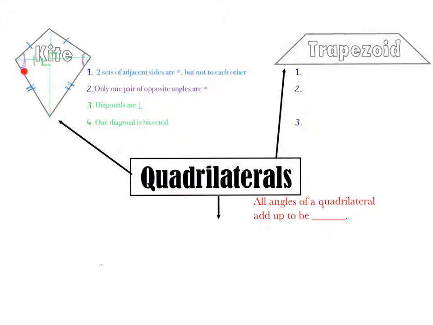This is the long side of this right angle. It's also the long side of this right angle. So by definition, hypotenuse leg says that these two have to be congruent. So one of the diagonals is bisected, and it's the one that goes from the opposite congruent angles. So those are the characteristics that we can assume are true whenever we're told a shape is a kite.